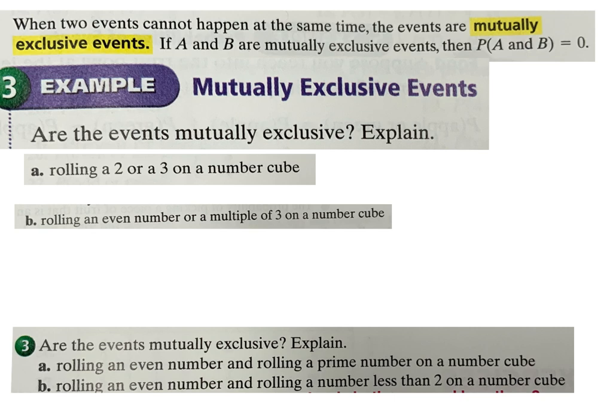Rolling an even number or a multiple of 3, are those mutually exclusive? Yes. Wait, I take it back. It's not mutually exclusive because I can do that at the same time. I can roll an even and a 6 at the same time. Rolling an even number and rolling a prime on the number cube, is that mutually exclusive? No. The next one is rolling an even number and rolling a number less than 2. Are those mutually exclusive? Yes. The only number less than 2 is going to be 1, and that is definitely not even. Those are mutually exclusive.